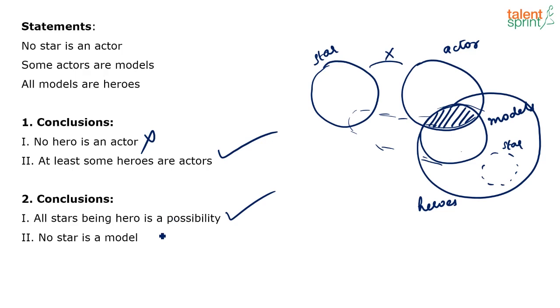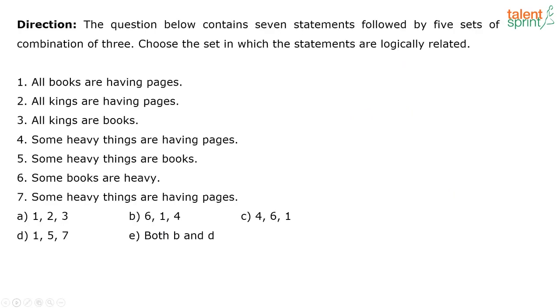It has to be only this one follows; this one will not follow. No star is a model is not a definite conclusion, so it does not follow. Yes. Okay, good. Next one.